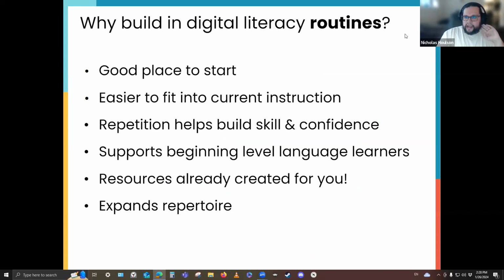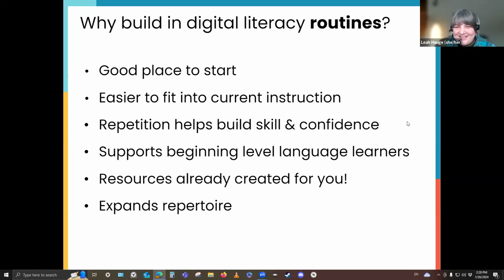Another question, why routine specifically? Leah and I will kind of share the slide going over why we think a digital literacy routine, what is it and how do we do it? A lot of you might know off the top of your head what a routine is, something that's easy to repeat and plug and play. But go ahead, Leah, take the mic for a moment. Why should we build in digital literacy routines?